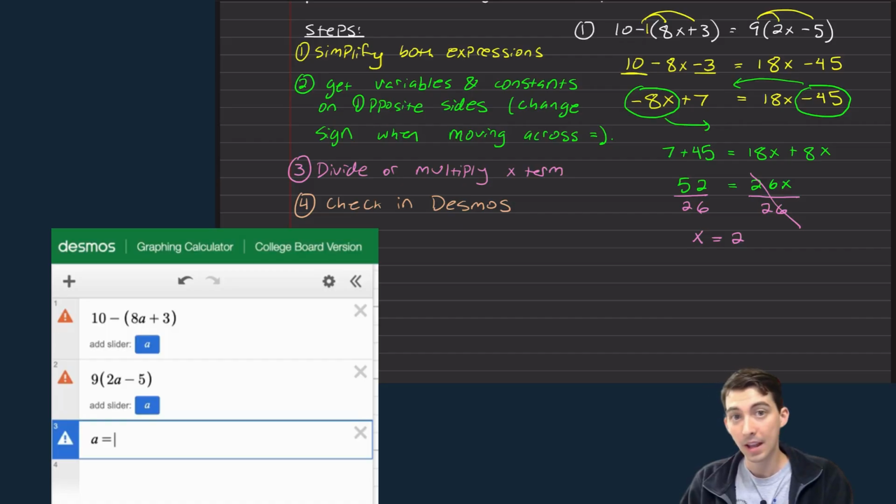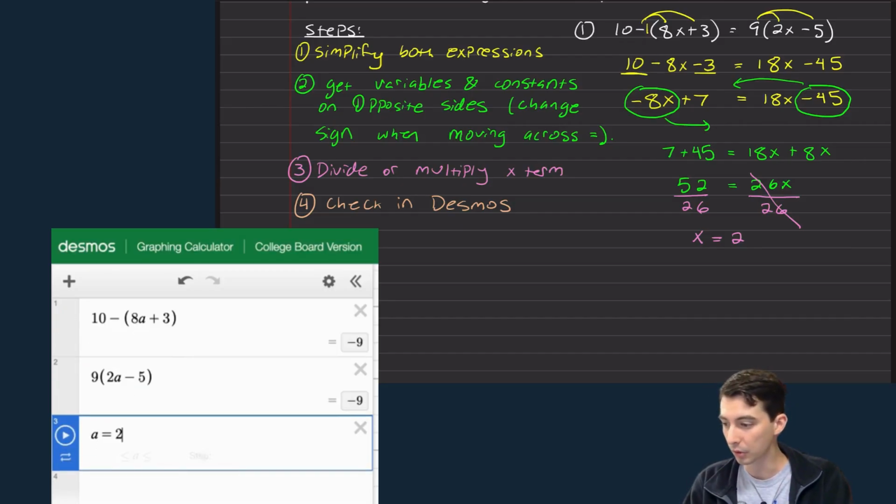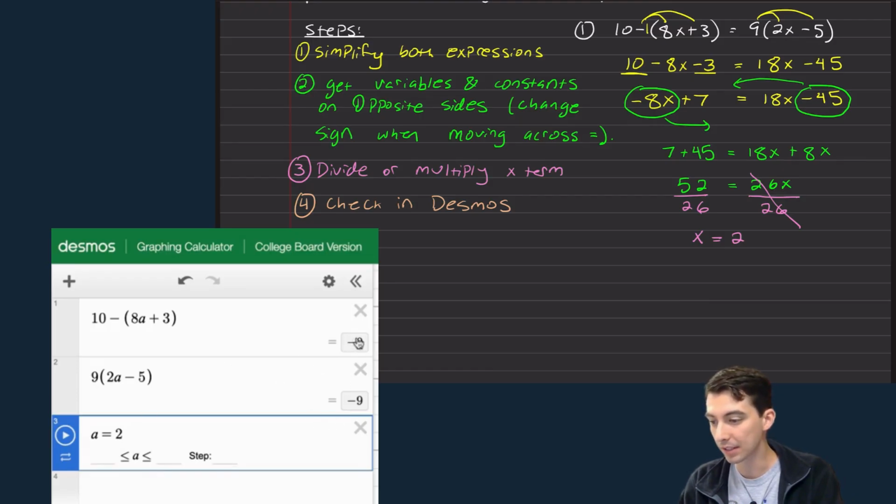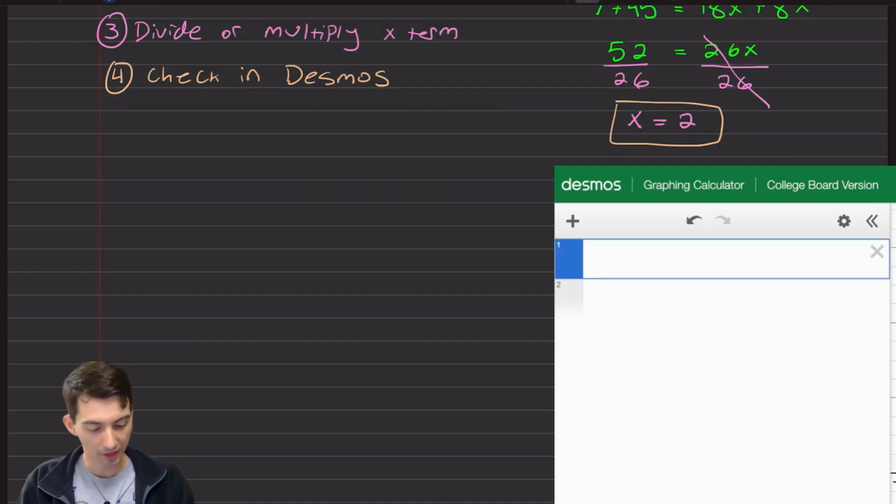And we found that x was equal to 2. So I'm going to say a is equal to 2. And when I plug that in, both of these give me the same output, which is -9. So these two are equal. So my answer is x is equal to 2. Let's do another example now.